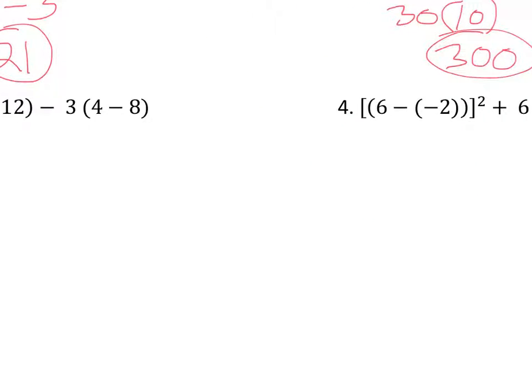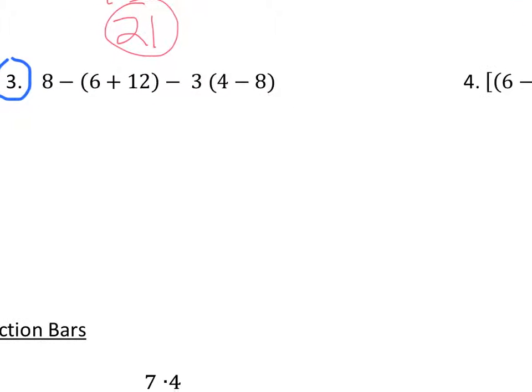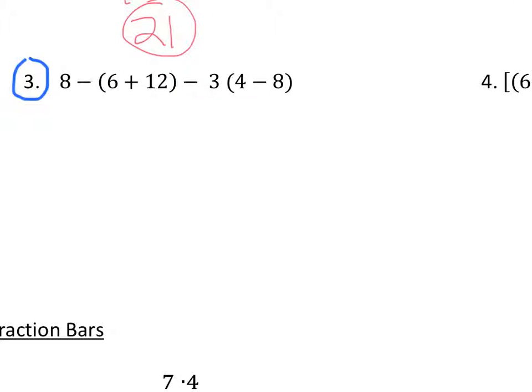All right, let's do number 3. Now, what should stand out is you have 2 sets of parentheses. So we're going to do those first. This stands out, 6 plus 12, and the 4 minus 8. Everything else I'm going to leave the same. So 6 plus 12 is, what, 18? And then 4 minus 8 is negative 4.